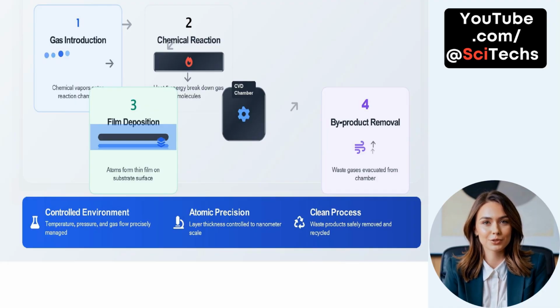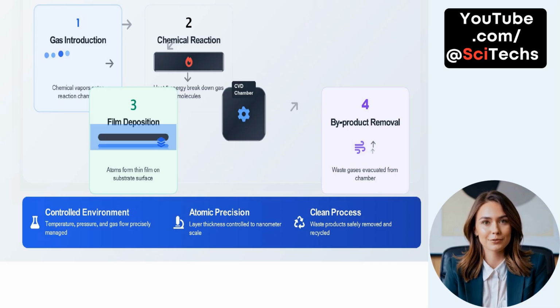CVD process overview. The chemical vapor deposition process can be broken down into 4 essential steps. First is gas introduction. In this step, chemical vapors are carefully introduced into the reaction chamber. These gases are the precursors, the building blocks for the thin film. Second, a chemical reaction occurs. Heat and energy are applied to break down these gas molecules inside the CVD chamber. This triggers a reaction that leads to the creation of solid material.